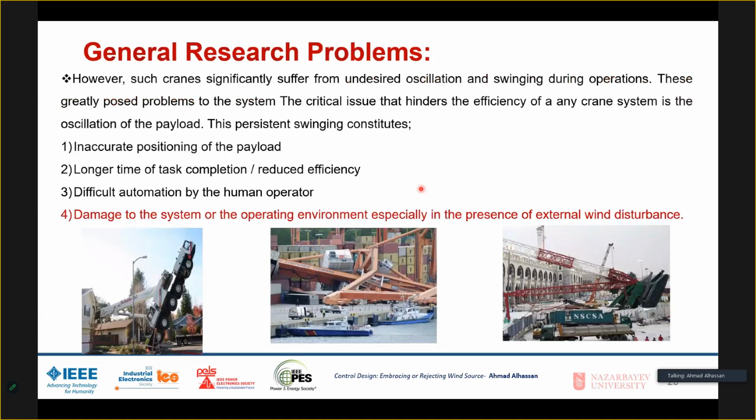So what happens if there are oscillations or if the wind is high? It will be disastrous. It can cause loss of lives and properties. And in this last figure, this happened in 2016 or 15 in Saudi Arabia. I think almost 1,000 people died.